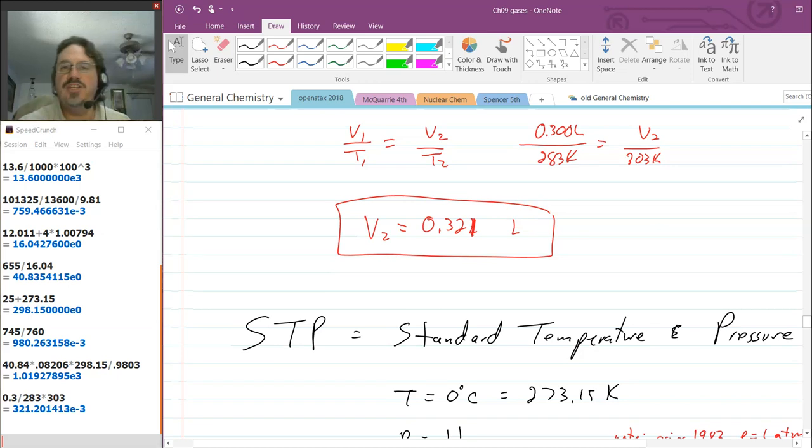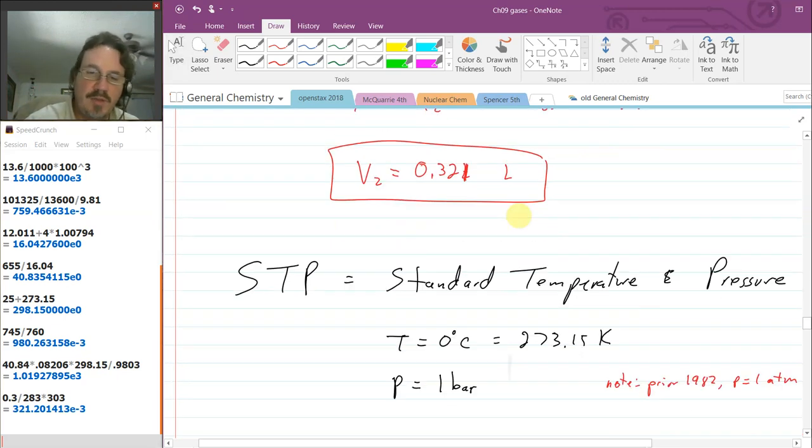Whatever is changing, whatever is not changing, just make your little table. Cancel the things that are identical because they just cancel out, and then whatever remains, plug in with the correct units, right? Plug them in and solve for what you need to solve for. In that case, it was V2 that I needed to solve for. So they're all going to be pretty much identical to that.